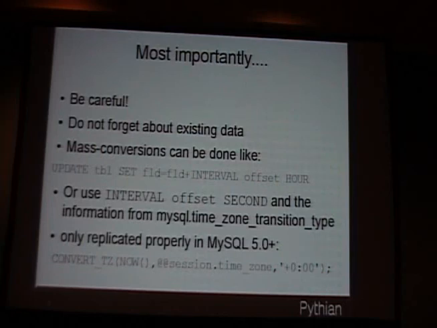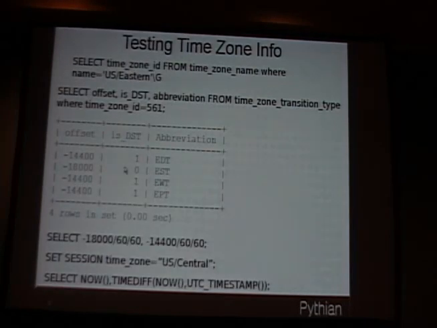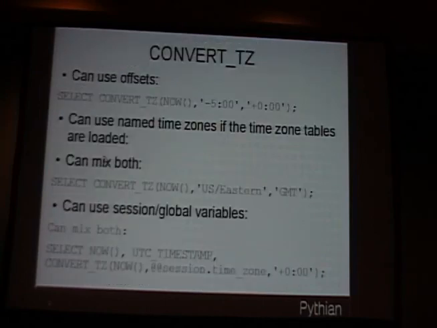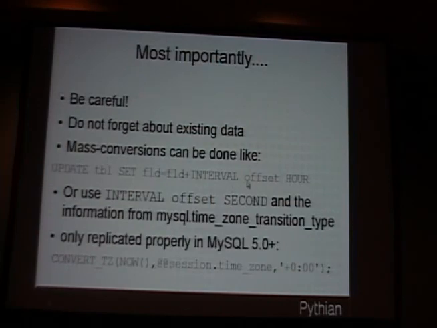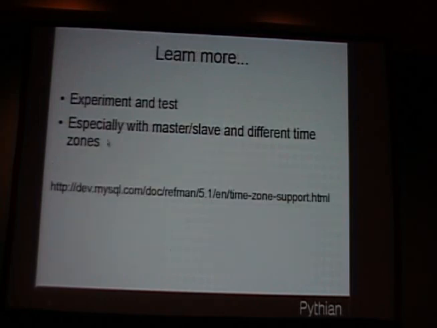Or you can use interval offset second, and the information for MySQL is the time zone transition type. So that was this, where we have this offset. You can say it's seconds. So you can say, okay, well, the offset is now going to be this. So you can subtract 14,400 seconds using interval seconds instead of interval hour. This is only replicated properly in MySQL 5.0 plus. Hopefully nobody here is on 4.1. And if you want to learn more, you experiment and test, especially with master slave in different time zones.